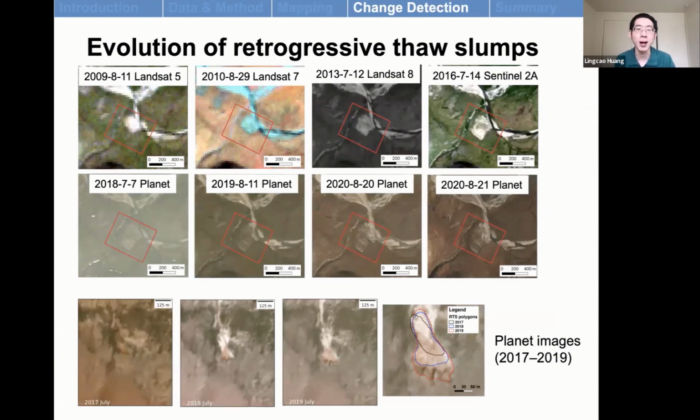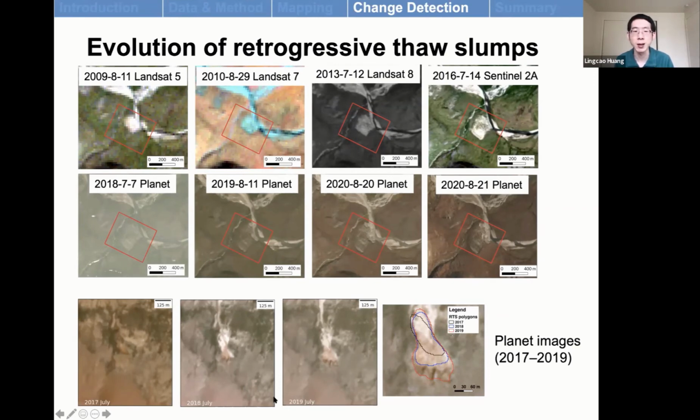I'd also like to talk a little bit about the evolution of RTS. Here I show some in the North Slope and also some in Tibet. Here we can see the slump from 2009 to 2020, and we can see it continue. This is the position of the head wall, and we can see it advanced in this direction.